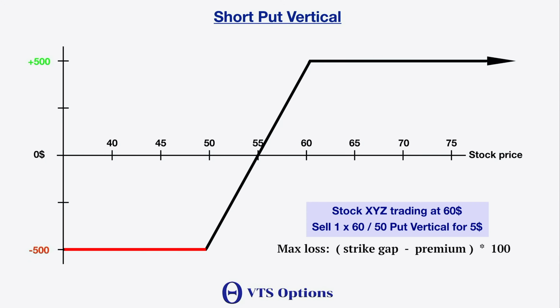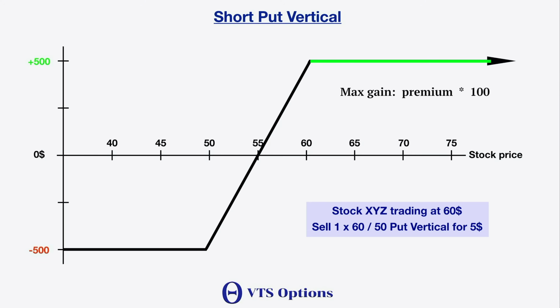To calculate the maximum loss, we take the difference in the strike gap, subtract the premium we collected for the trade, and then multiply by the options factor of 100 because each one option contract represents 100 shares of the underlying. So with strikes of 60 and 50, the strike gap is $10. We're collecting $5 for the trade, multiply by 100, and that makes the maximum loss no matter what happens to the underlying $500. And for the same reason, the maximum gain is capped as well.